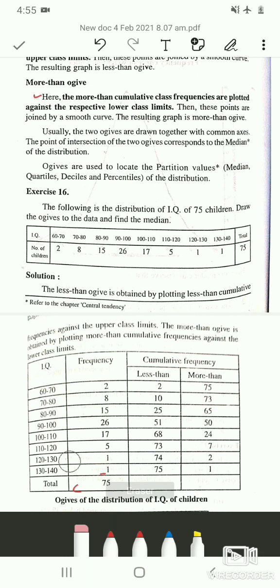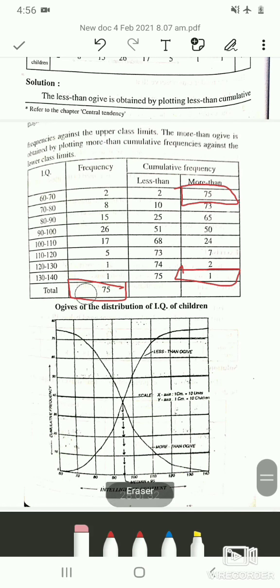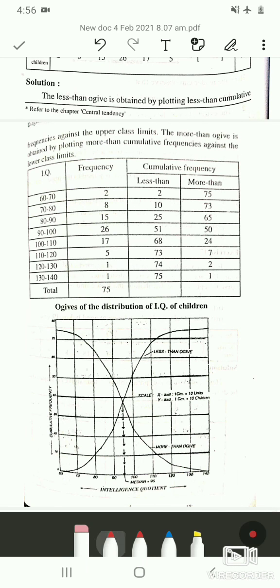So the less than cumulative frequency is the reverse of the more than. In less than, what we did, we kept the first value as it is and went on adding the succeeding values, and the last value will be the same as the total. But in more than, we have to keep the last value as it is and go on adding the previous values from the frequencies, and the first value of the more than cumulative frequency should be the same as the total. So once you get the less than and more than cumulative frequencies, then we can plot the graphs.